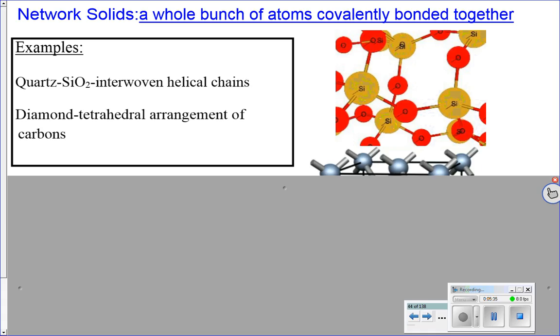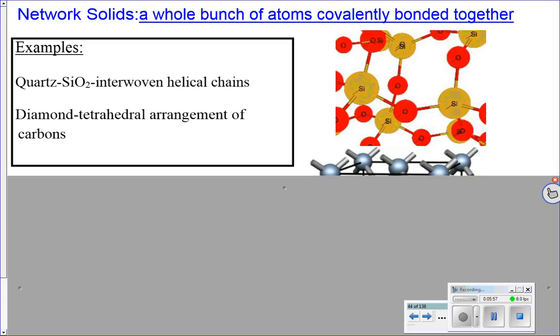Network solids are compounds that have a whole bunch of atoms covalently bonded together. These fall under molecular, covalently bonded compounds. They're just a little bit different from a regular molecular compound in that they have a large number of these bonds in them, which affects their properties. A couple of examples for you.